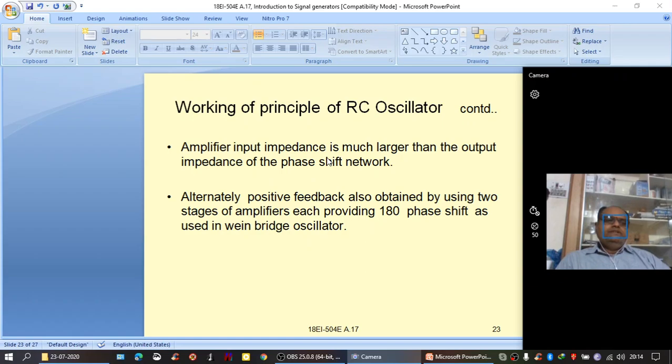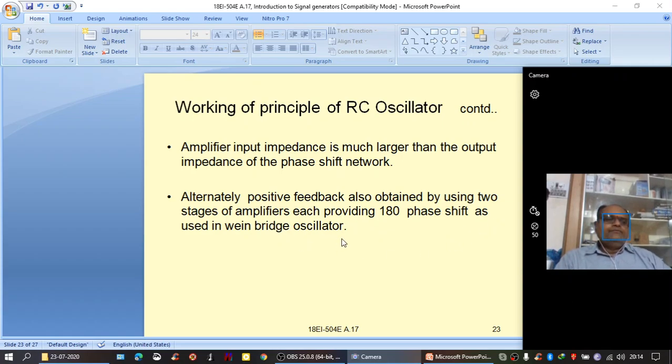Amplifier input impedance is much larger than the output impedance of the phase shift network. So there would be no signal loss. Alternately, positive feedback can also be obtained by using two stages of amplifiers, each providing 180 degrees phase shift, as used in Wien-Bridge oscillators.